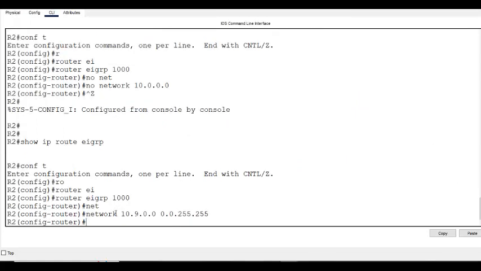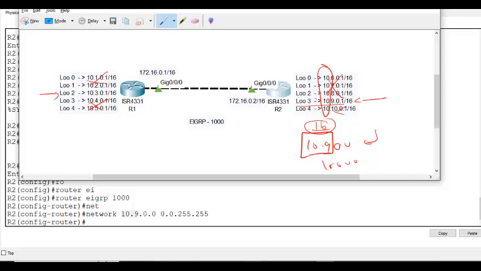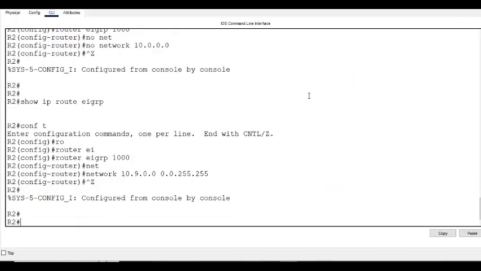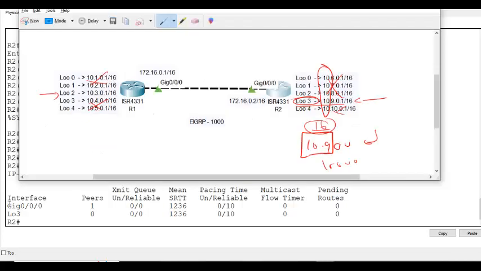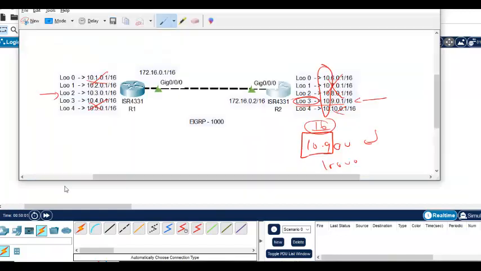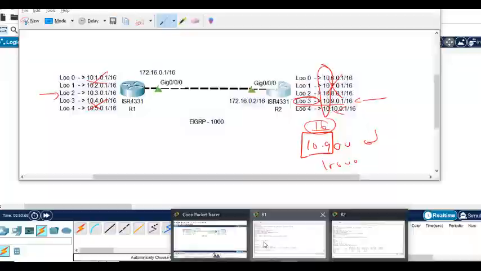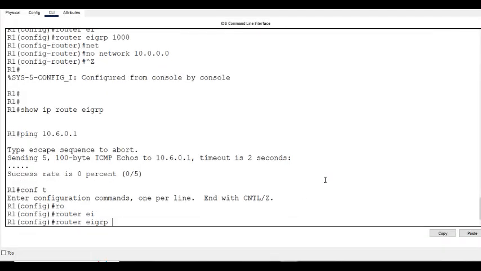If you go now and check which interfaces run EIGRP, show ip eigrp interfaces, it says only loopback 3, because that is the only one which has 10.9. Other loopbacks don't, and as usual the physical interface. Now let's go to router 1, where we want to advertise only 10.3. Router EIGRP 1000, network 10.3.0.0, wildcard mask. Now if you check which interfaces run EIGRP, show ip eigrp interfaces, you can see loopback 2.